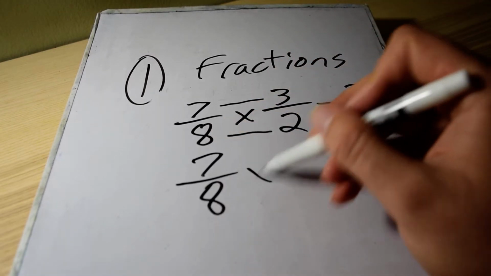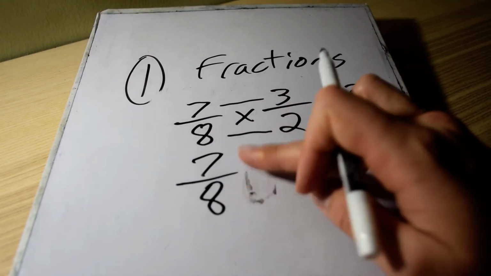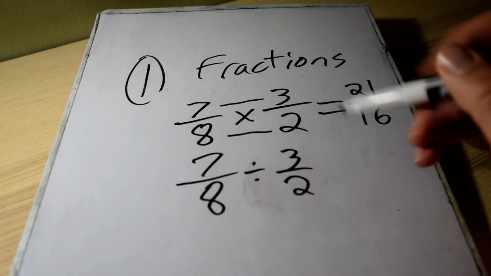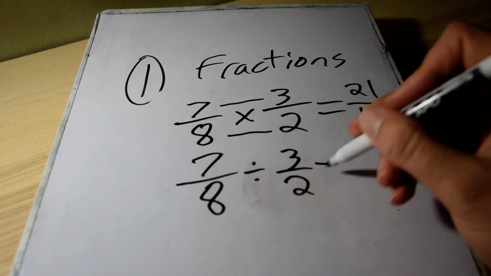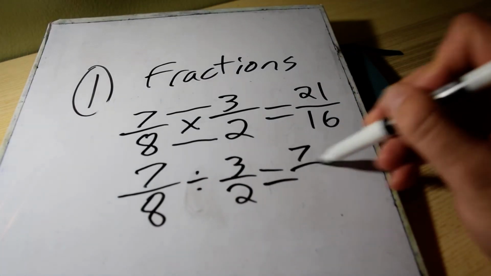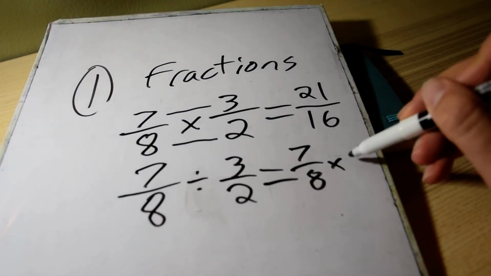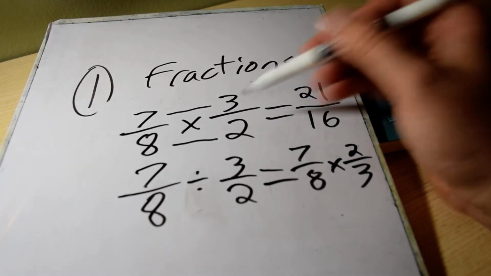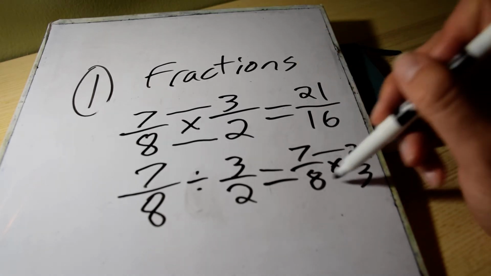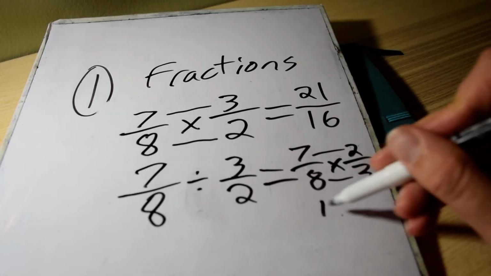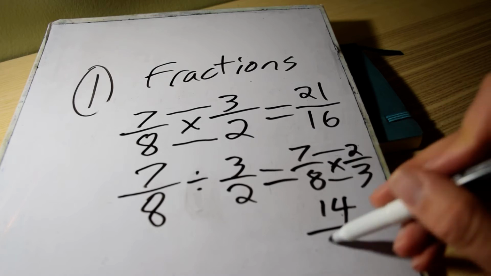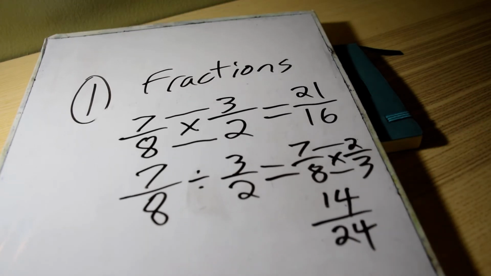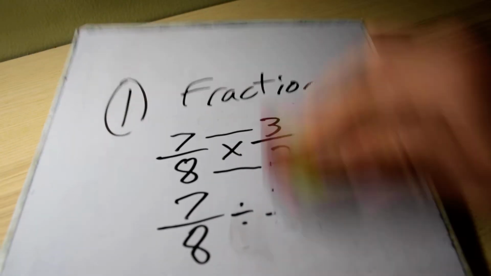Now let's say we wanted to divide. Well, that just takes an extra step. If we divide by 3/2, then we have to flip it. And that's the same thing as writing 7/8 times 2/3. So that then just turns into something like this. You go across and you get 14 over 24 there. So that's the answer. So that is the first set of questions that you're going to see lots of.